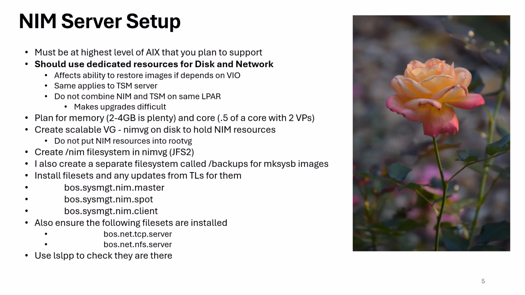You should have a separate volume group that holds all your NIM resources. They should never go into root VG because they're going to be large. And that is typically made as a scalable volume group because some of the files are also quite large. I normally create a file system called /nim in my NIM volume group. And I may also create one called /backups or /usr/local/backups. That's the file system that I will NFS export to all my systems for doing makesysbs to.